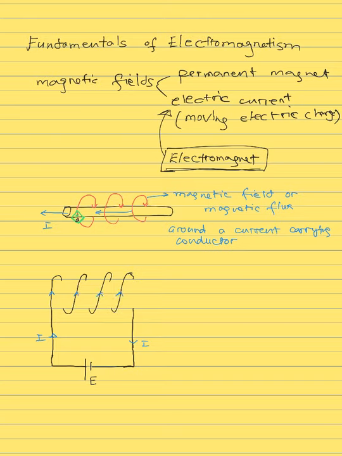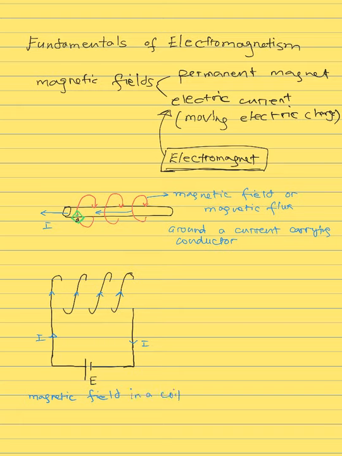Now, in the case of a coil, if you want to see the magnetic field in a coil, so far we have only said there is a flow of current through this coil, and the direction of the current we have shown.